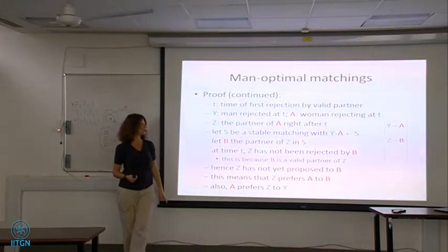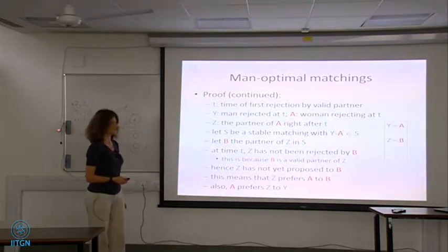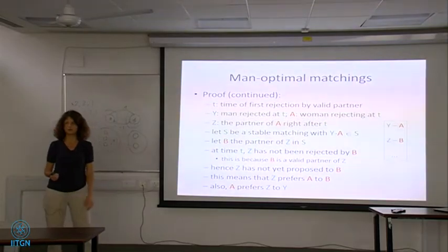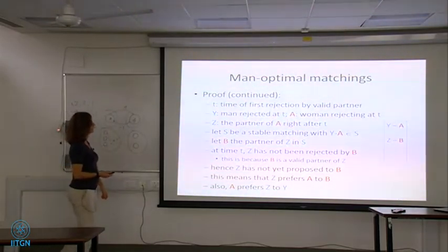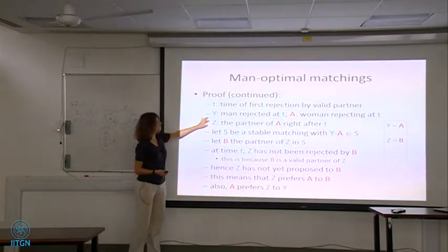The more interesting part is that Z actually prefers A to B. And why is that? Z prefers A to B because at that point he's together with A.